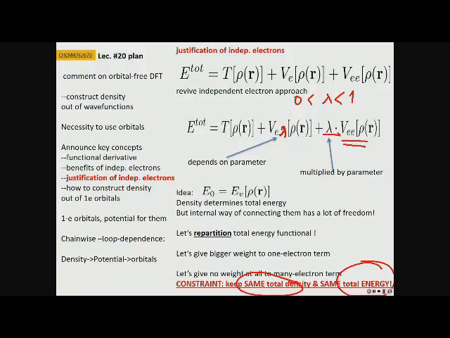And then we come to a limit when this parameter lambda is equal to zero. So we still keep the same density and the same total energy. But we are accumulating this total energy only as a summation of kinetic energy plus electron-nuclear interaction with subscript lambda. Subscript lambda means it is not the electron-nuclear interaction from the real world. It is some electron-nuclear interaction from a parallel world, from the auxiliary world.